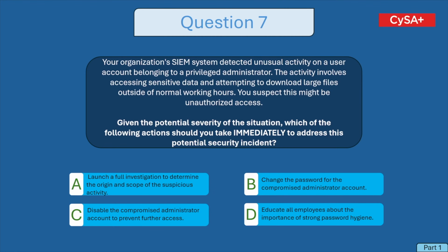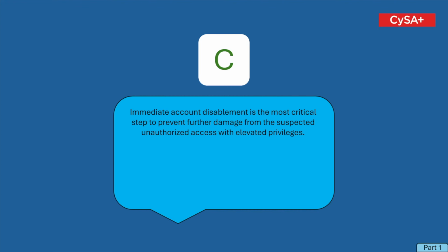And the reason why I'm going with C over B is because changing the password could still give the attacker access depending on the method of attack, but disabling would just straight up disable the account. So with this scenario and the information given, I'm going to go with C. Immediate account disablement is the most critical step to prevent further damage from the suspected unauthorized access with elevated privileges.